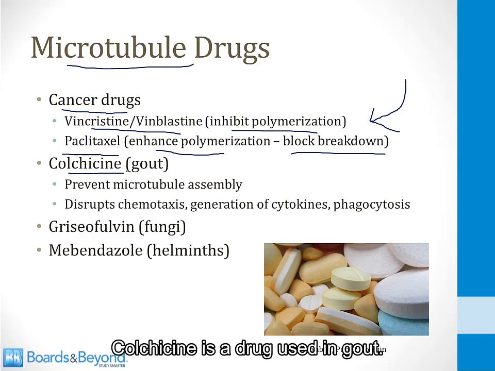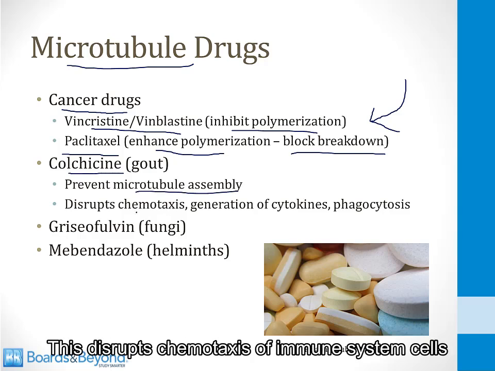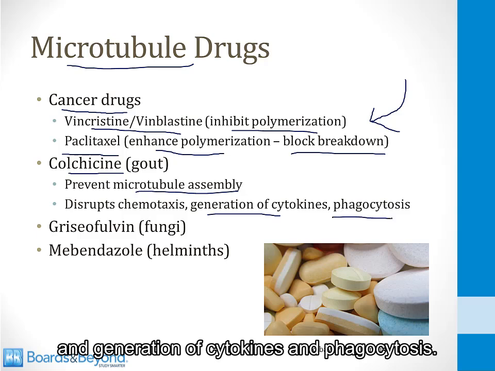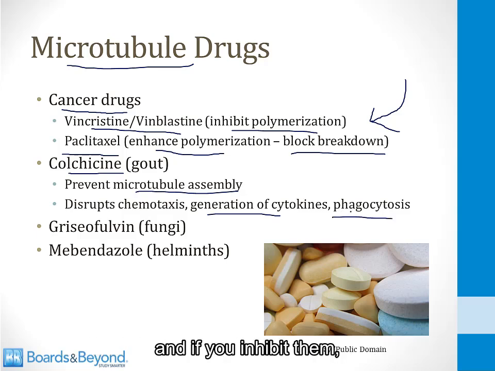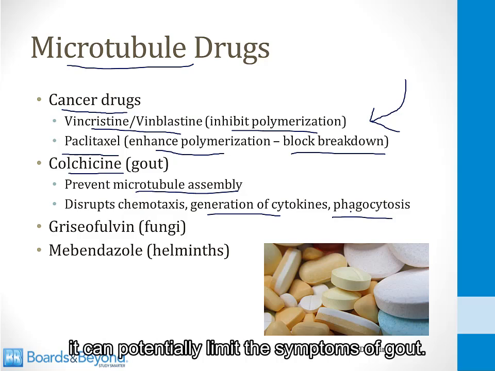Colchicine is a drug used in gout. It prevents microtubule assembly. This disrupts chemotaxis of immune system cells, generation of cytokines, and phagocytosis. All of these things have an effect in gout, and if you inhibit them, it can potentially limit the symptoms of gout.